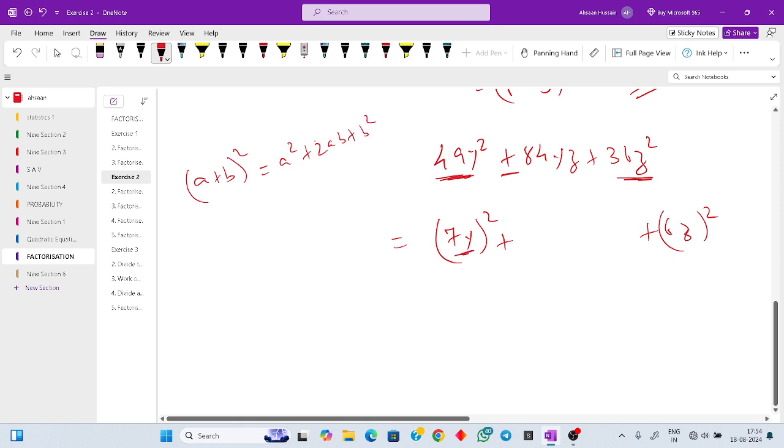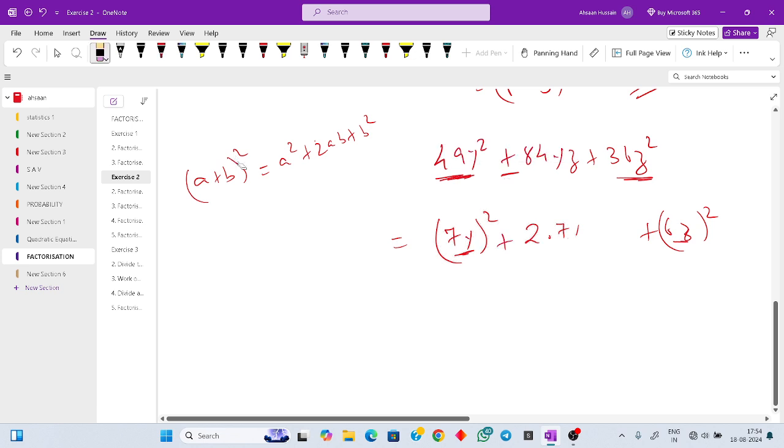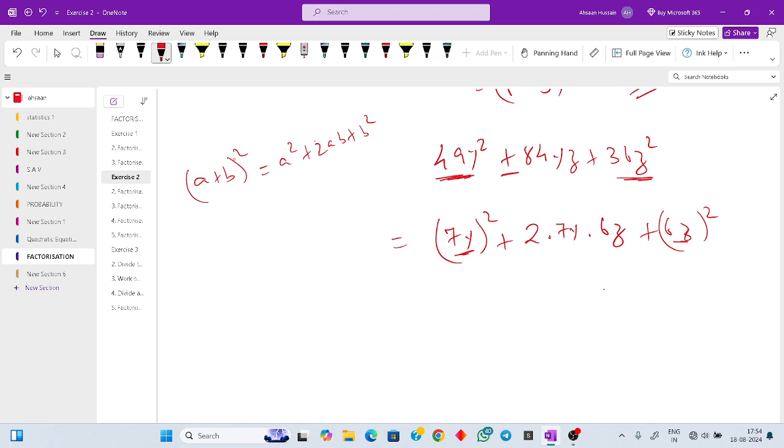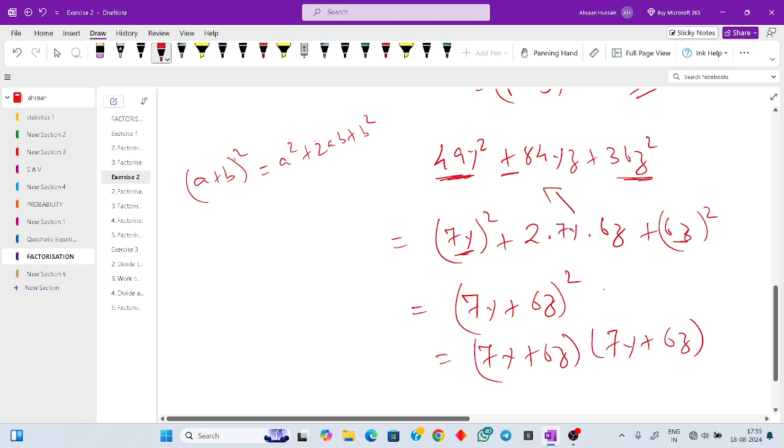So a square is written and b square also written. If you write twice a and b, a is 7y and b is 6z. So 2 multiplied 7 is 14 and 14 multiplied 6 is again 84. So the answer will be a plus b whole square, that is 7y plus 6z, again 7y plus 6z.